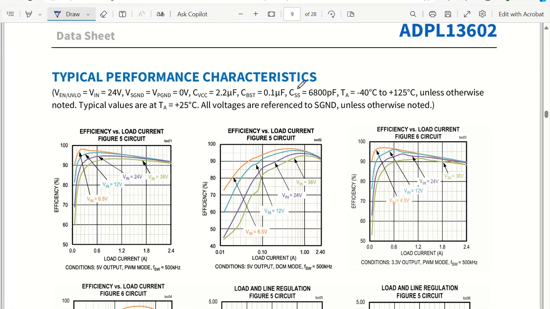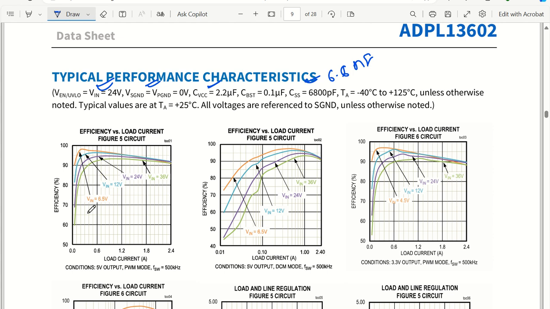There are some typical performance characteristics that have been given by the manufacturer in the datasheet itself. So you have V input 24 volt. You have signal ground and power ground at 0. Then VCC has been taken as 2.2 microfarad at the input. BST is 0.1 microfarad. Then a soft start capacitor is taken as 6.8 nanofarad. And then we have other parameters.